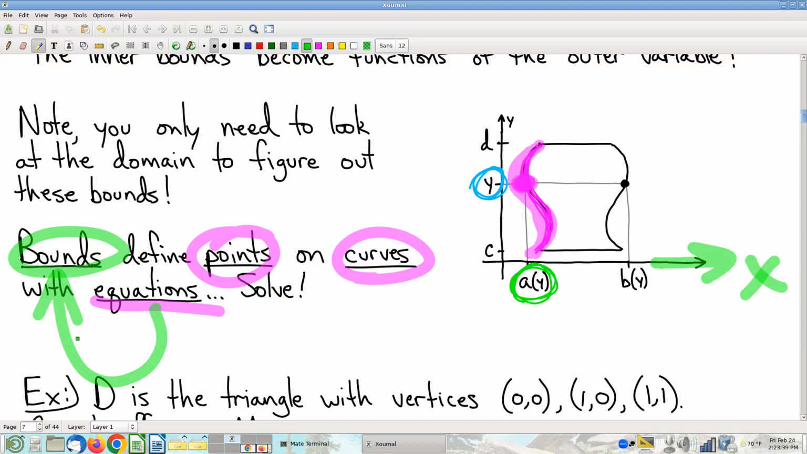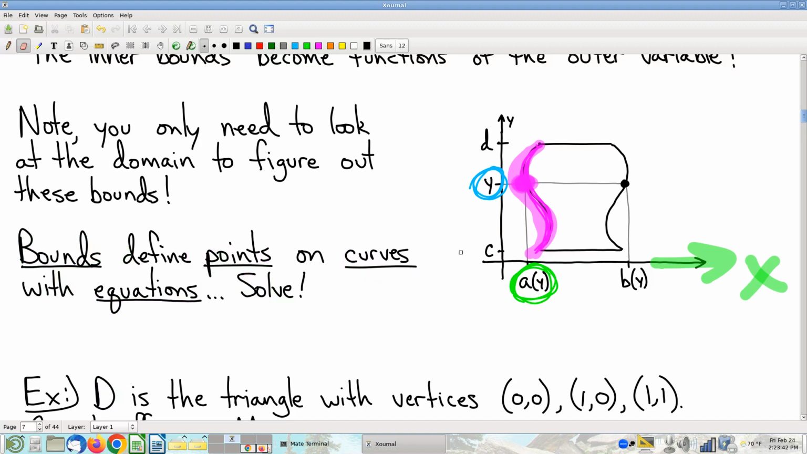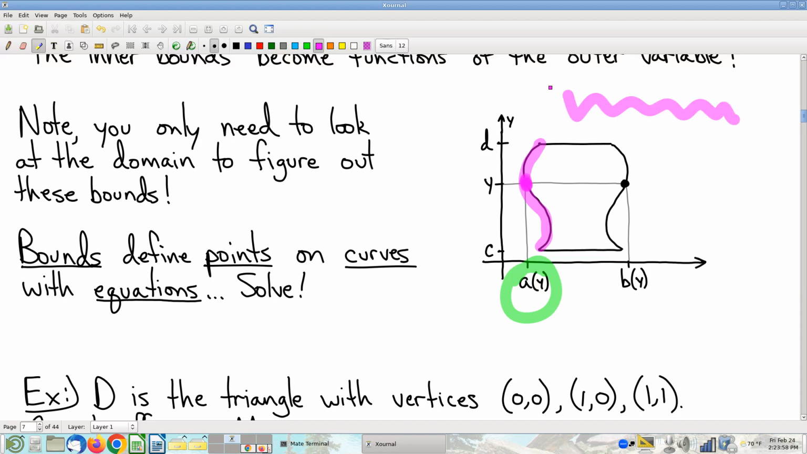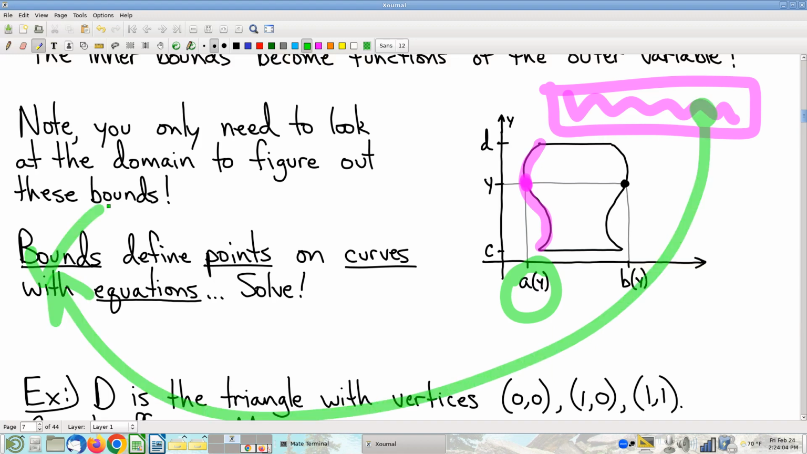So when y'all are doing non-rectangular domains, this is the process that I want you to do. The thing that you're looking for is going to be defined by a point, which is going to be on a curve that you can recognize from your picture, which will have then some sort of an equation, right? And then you're just literally going to solve for x in that equation to get your bound. Let's see an example.